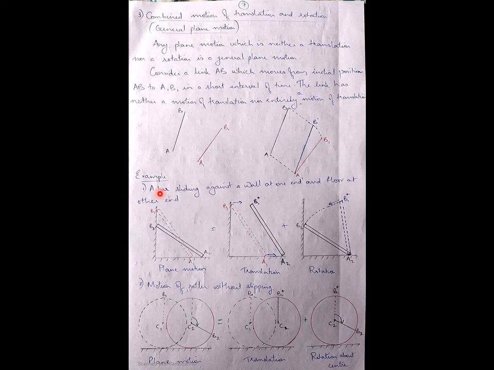The first example is a bar sliding against a wall at one end and floor at the other end.